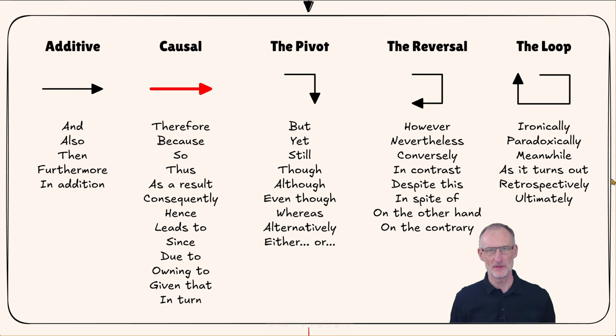And then I have a couple of turning points. The pivot, like "but," "yet," "still," etc. I have the reversals, the "however," "nevertheless," "conversely." And I have the loops: "ironically," "paradoxically," "ultimately," etc.